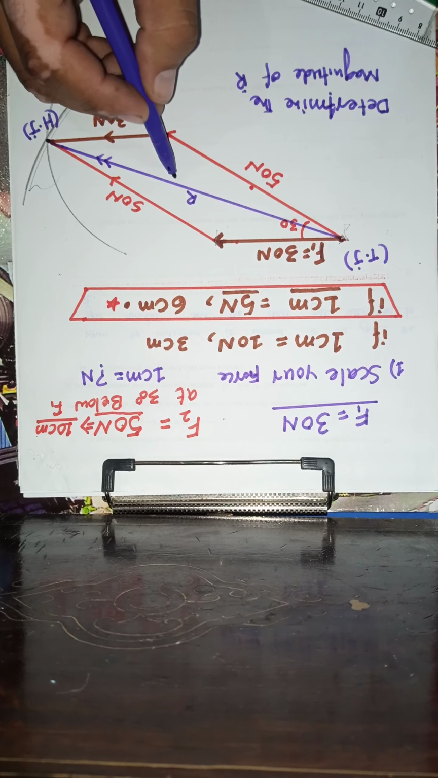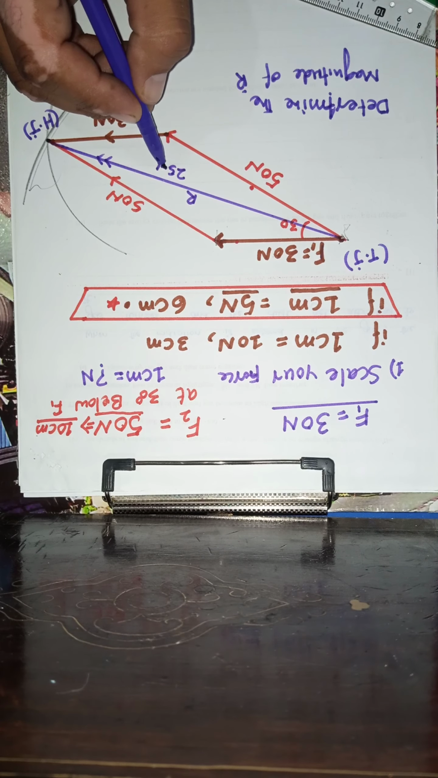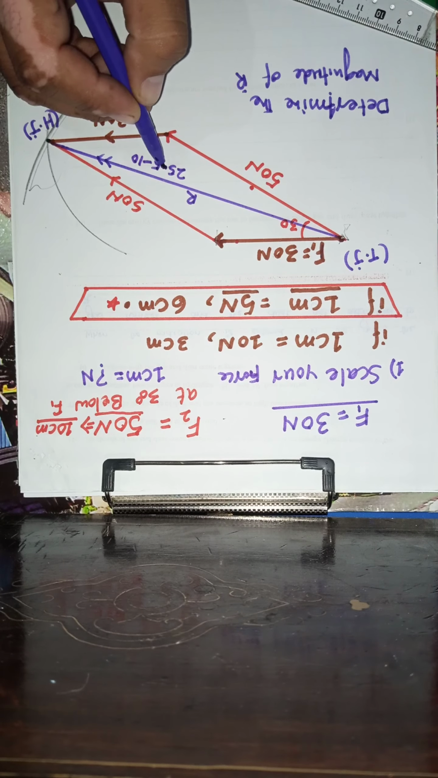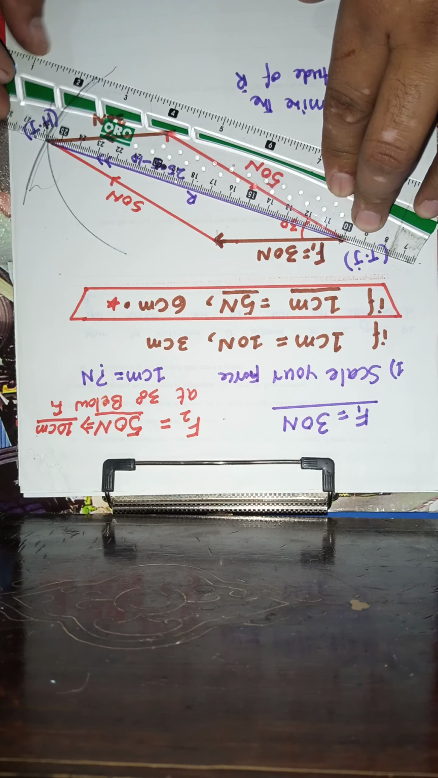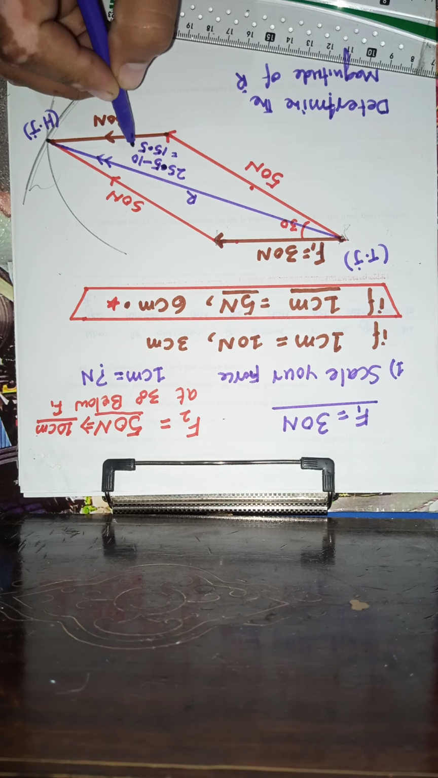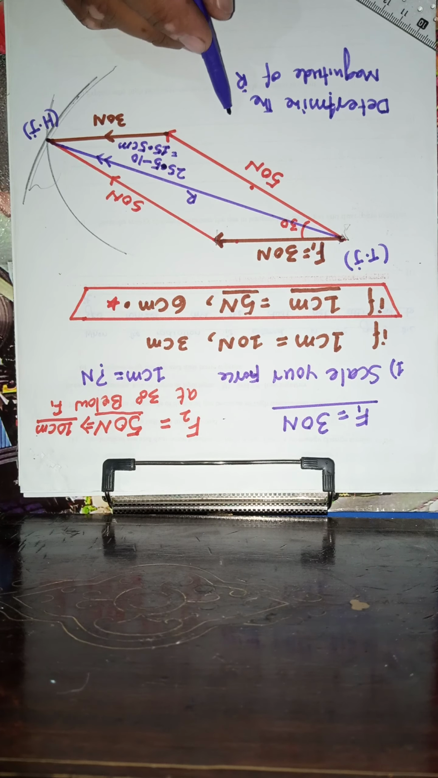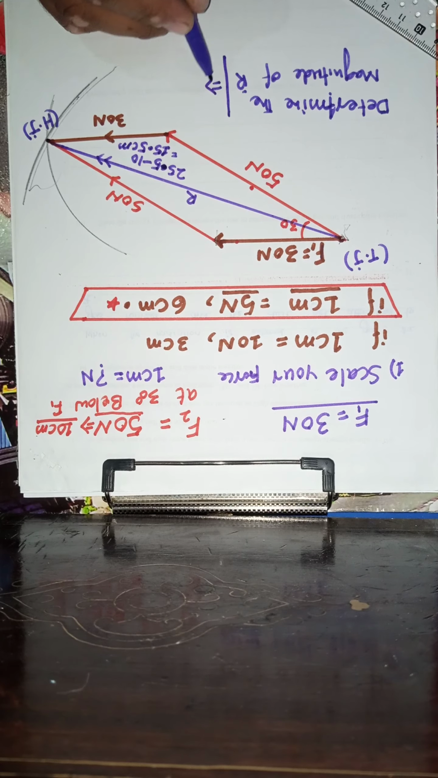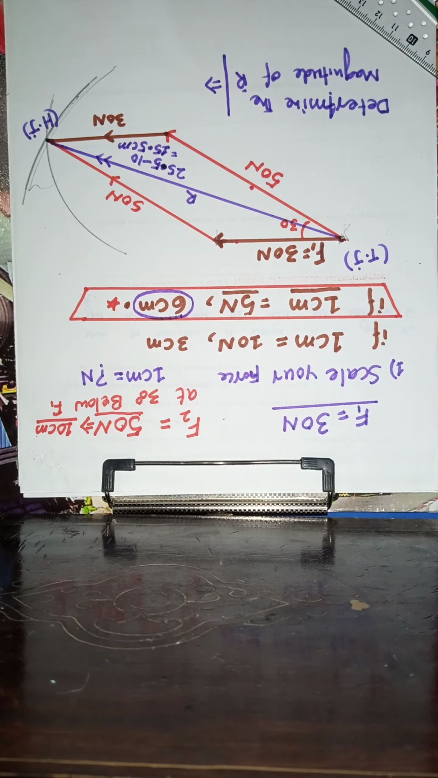So the length of this vector is 25.5 minus 10, because I have started from 10. So remember this thing, I have started from 10 and it is 25.5. So this is basically 15.5 centimeter. This is its length but not the magnitude. So when I want to find the magnitude of the resultant, again I will use the scale. The scale is that 1 centimeter is equal to 5 Newton.